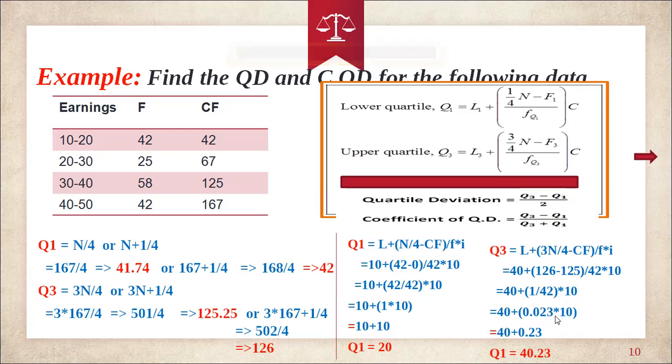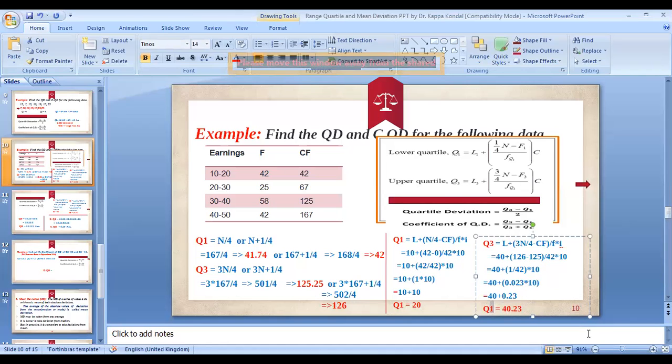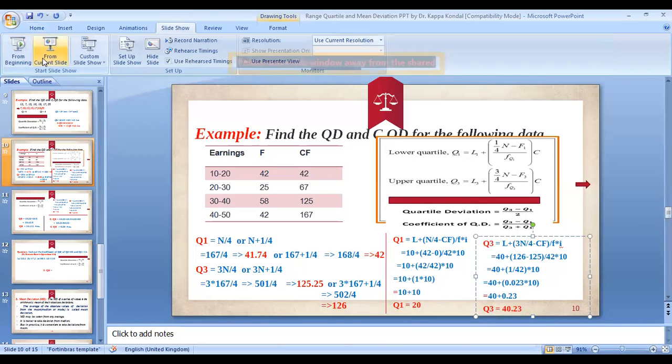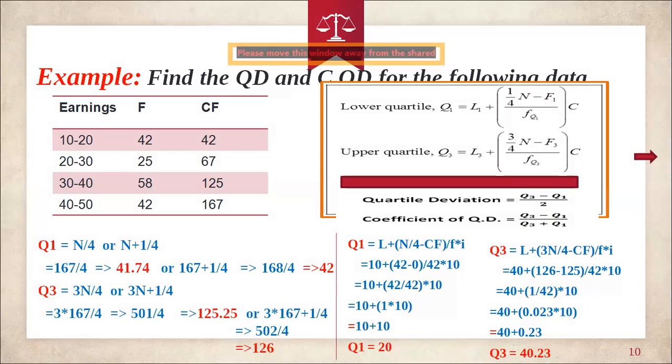When you divide 1 by 42, you get about 0.023 into 10. Then take 40 as it is, and multiply 0.023 into 10. You are going to get 0.23. Then when you add it, 40 plus 0.23, the quartile, sorry, here quartile third, not 1. Quartile third is equal to 40.23. So this is quartile third and quartile 1.